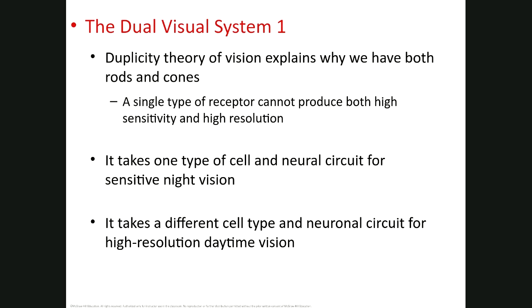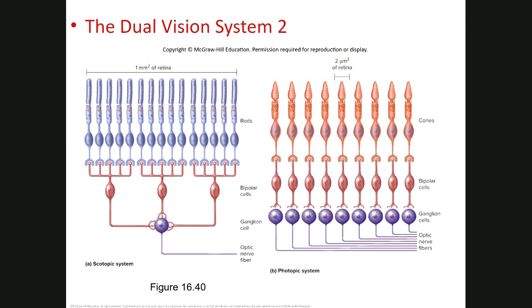The duplicity theory explains why we have both rod and cone cells. Both receptors add to our ability to see colored and shades of gray. It helps a lot in our ability to make a vision.